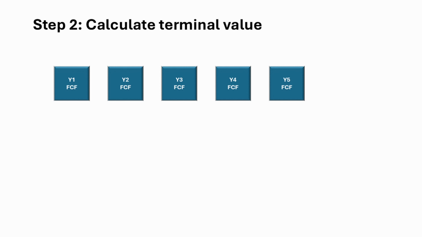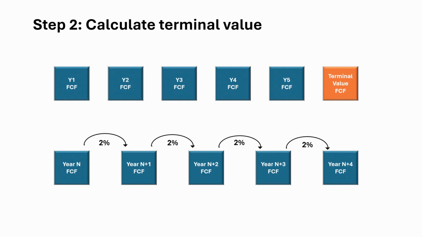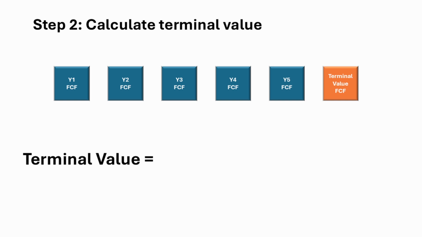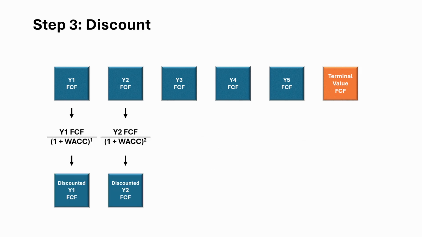At the end of the explicit forecast, we assume that the company will have reached some sort of mature state. Once in this state, we assume that the company will have small but steady growth in its free cash flows in perpetuity. We use this assumption, along with the Gordon growth model, to calculate a terminal value which represents the value of all cash flows beyond this point. To do this, we take the free cash flow in the final year and divide this by the WACC minus the growth rate. We now have some number of years of free cash flows and a terminal value which we need to discount to the present value.